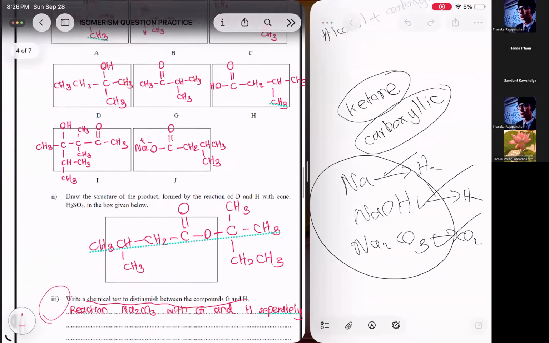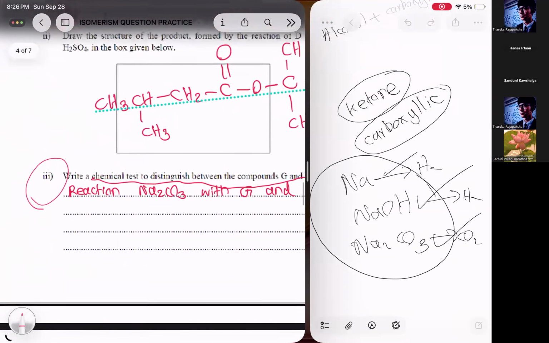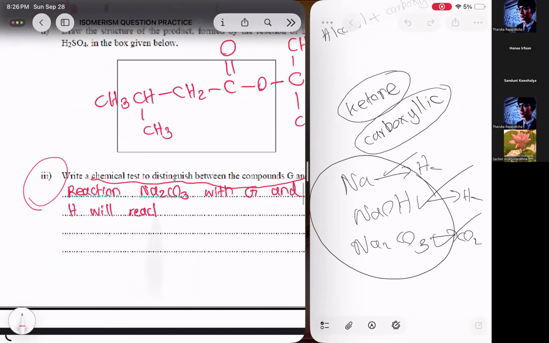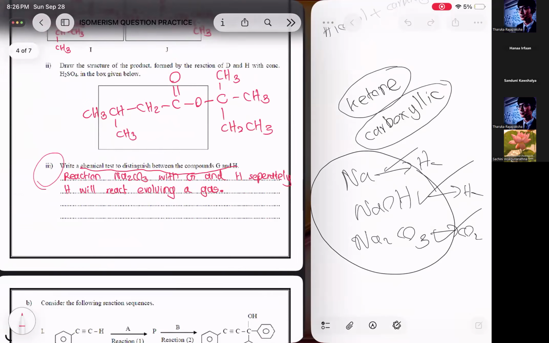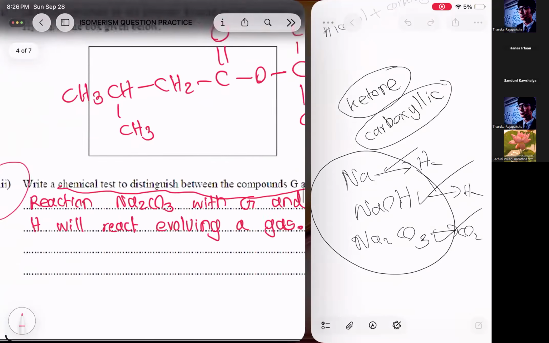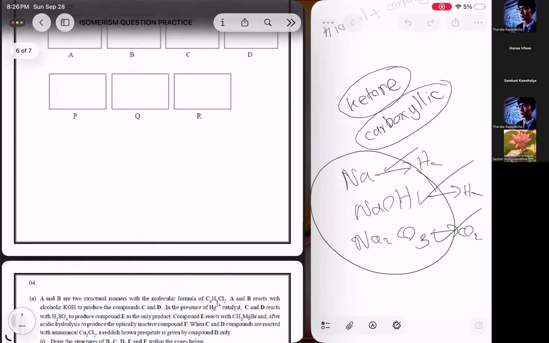Who is J now? J is a carboxylic acid. H is a carboxylic acid. H will react, evolving a gas, people. You can't write evolving carbon dioxide. You're not Superman to identify carbon dioxide. So you have to say that a gas is evolved. And G will not evolve any gases. There you go. The reactions you can write.